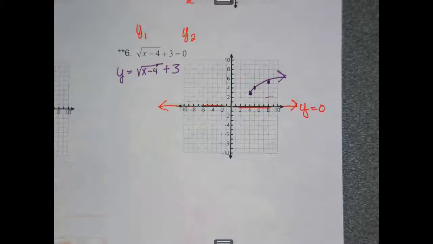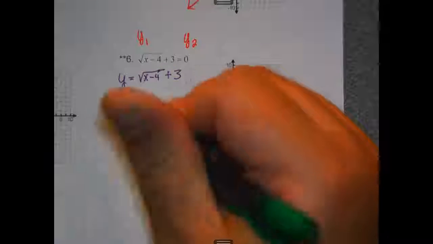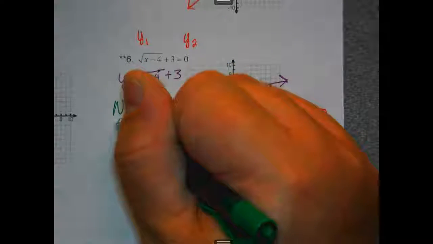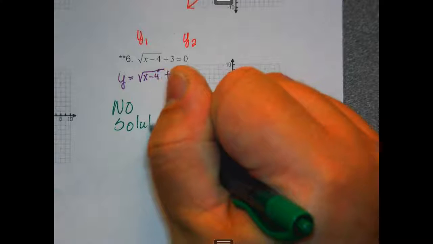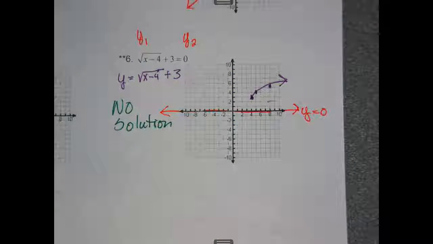So what's my solution? There is none. Yeah, there's no intersection, so there's no solution. Any questions?